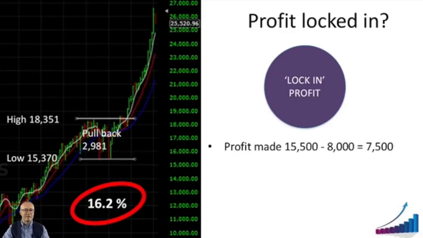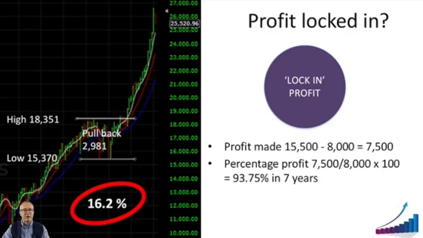You got in at 8,000 and you've got out at 15,500, because remember, you've got out at 15%, so 16.2% is a low of 15,370, but you actually got out a bit higher than that because you came out at 15%. So what you actually did was you came out at 15,500, yeah? And how you work out your percentage profit is you take the return you've made, which is 7,500, and you divide it by your initial investment, which is 8,000, and then you times it by 100.